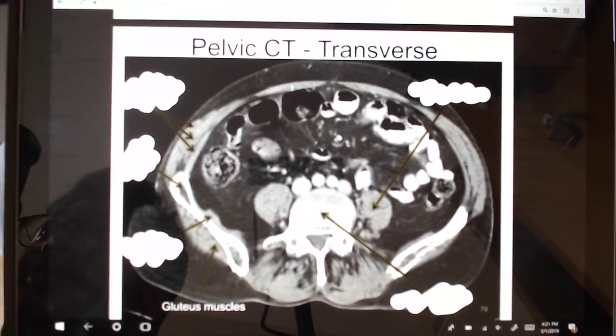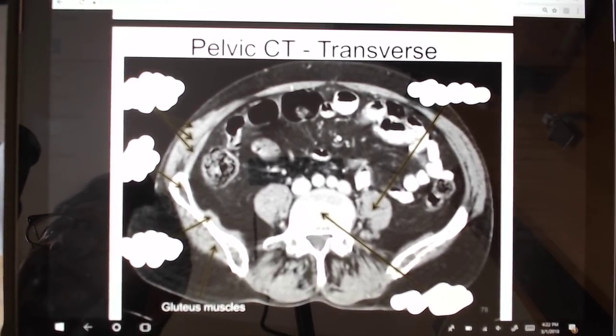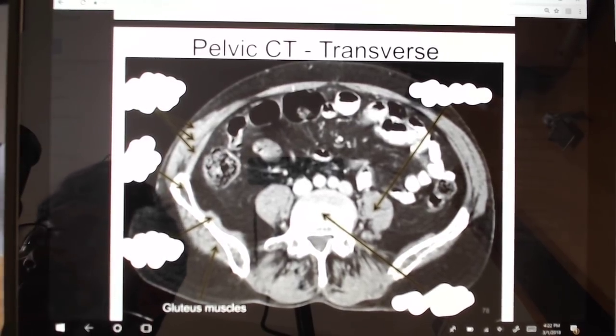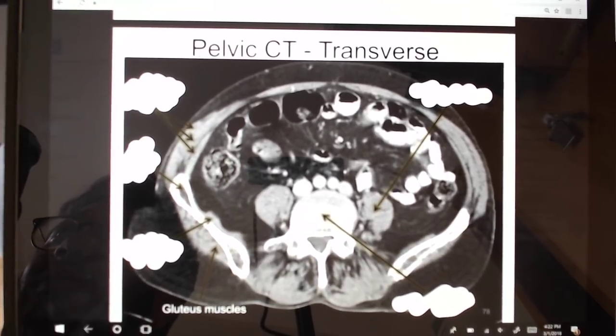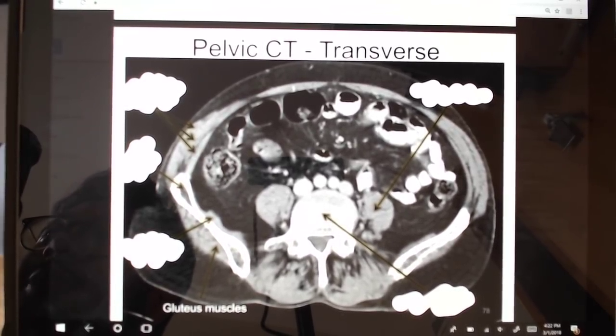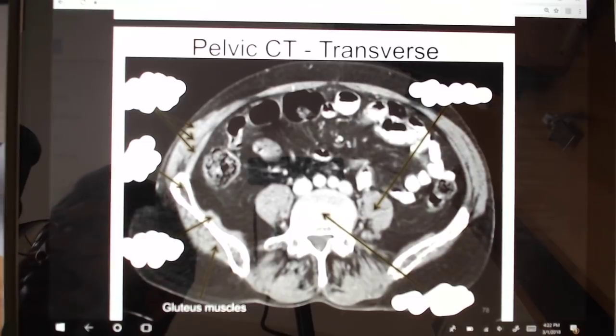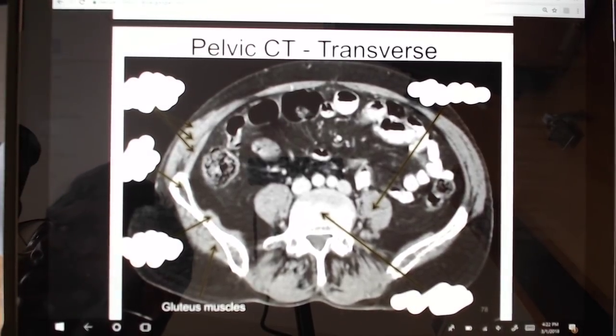And you're standing at the foot of their bed, okay? You squat down, you look at the soles of their feet, and you're basically looking up their butthole. That's the best way to put it. You're literally looking up their butthole, and that's what is going to be shown on these transverse CT scans.